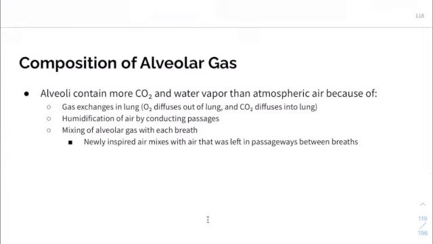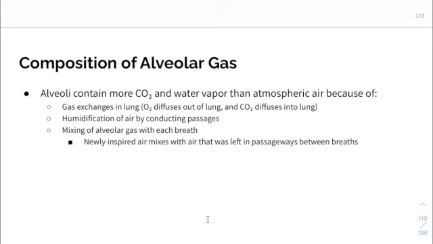So our alveoli, they contain a lot of carbon dioxide. We have a lot of water vapor in our lungs as well. We have more of that than atmospheric air because the gases are being exchanged within that alveoli. That oxygen is diffusing out of the lungs into the blood, and the carbon dioxide is diffusing out of the blood into the lungs.